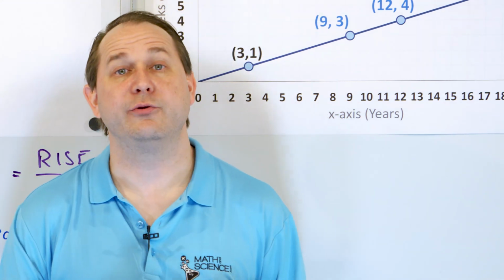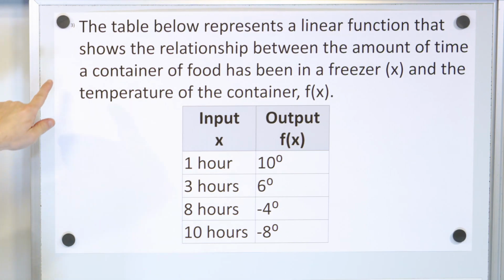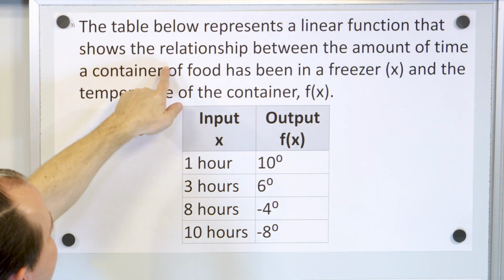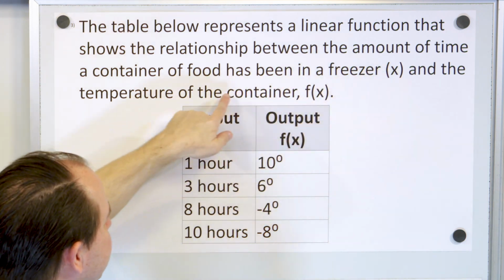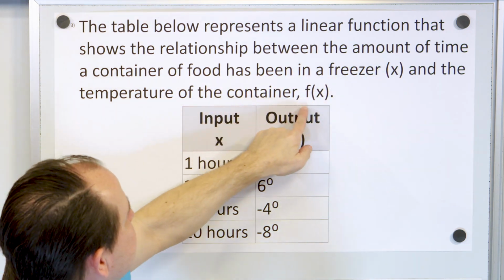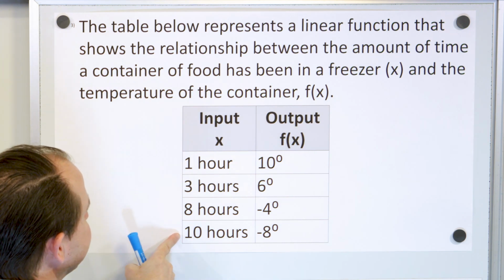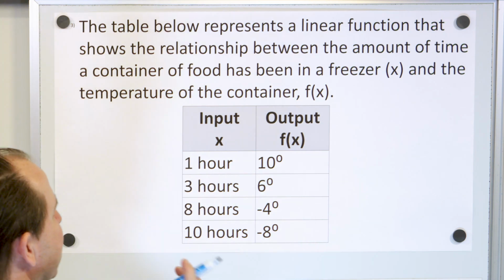We'll do another one, continue building your skills. All right, let's take a look at our next problem. The table below represents a linear function, that's a line, relationship between the amount of time a container of food has been in a freezer, time in the freezer, and the temperature of the container, which is f of x. So you can see the longer that the thing stays in the freezer, the colder it gets, eventually getting into the negative temperatures, okay? What is the slope of this thing?